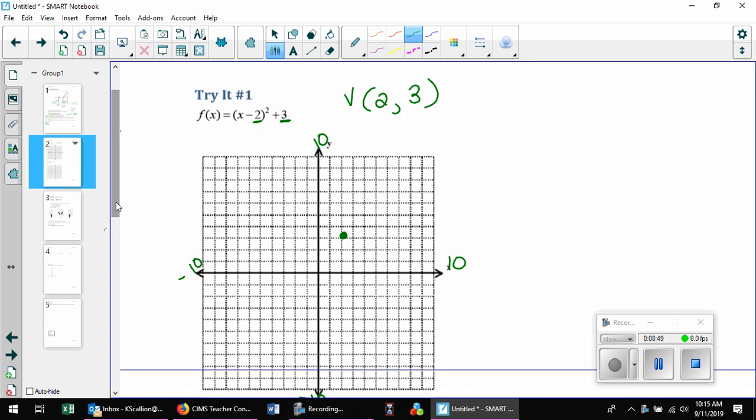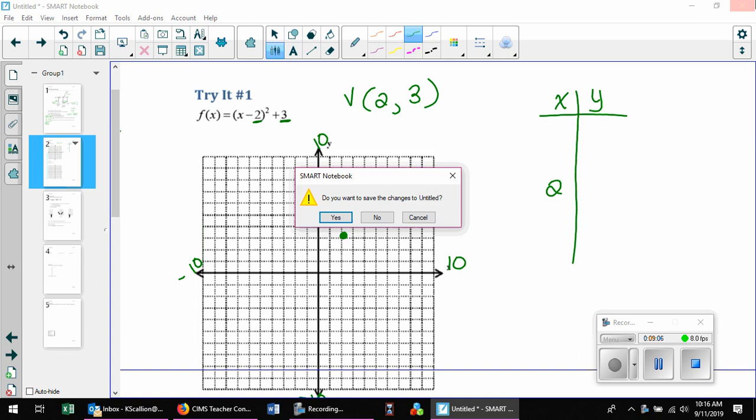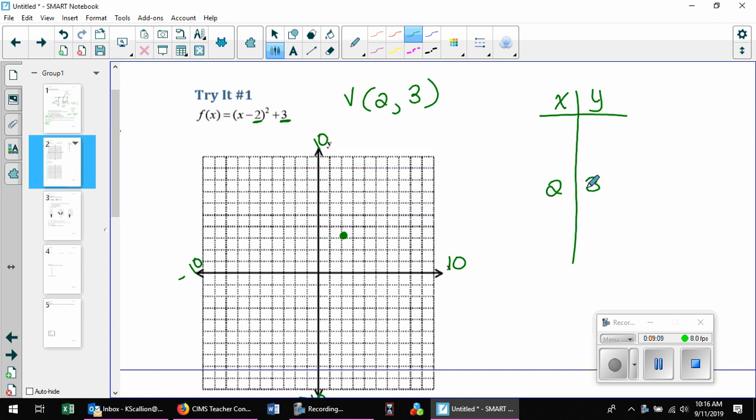Okay, so if I were to do a table of values, because I think that's what we're most going to be comfortable with, I'll show you both. What did I say to do? I said to take your vertex and put it in the middle of the table. So I'm going to pick some values left of the vertex. Let's do some easy ones: 1, 0. Now I'm going to pick some values right of the vertex. How about 3 and 4?